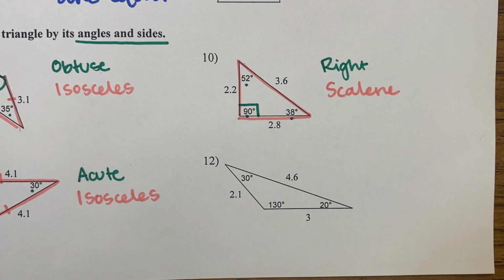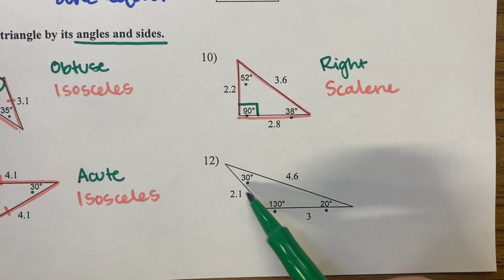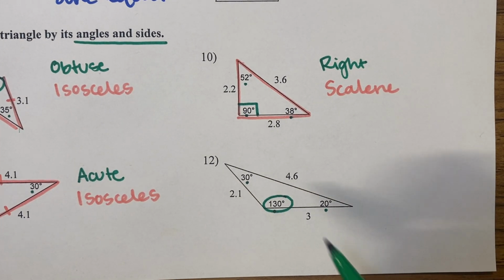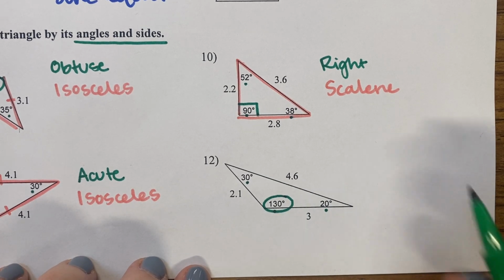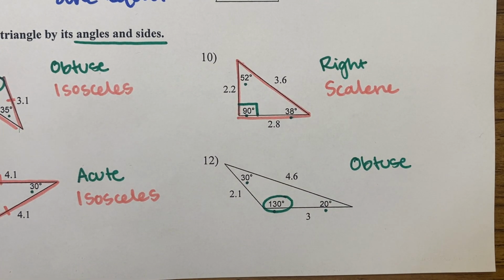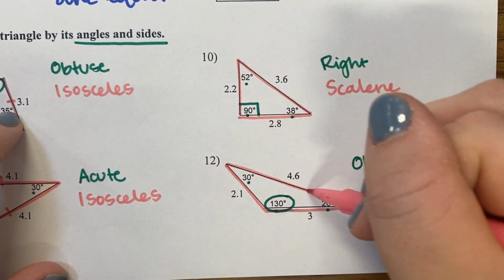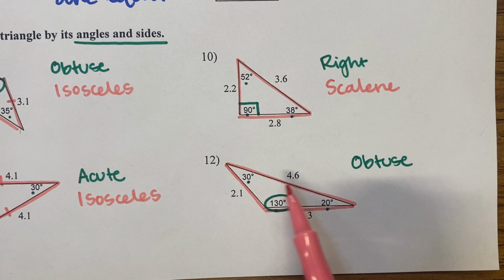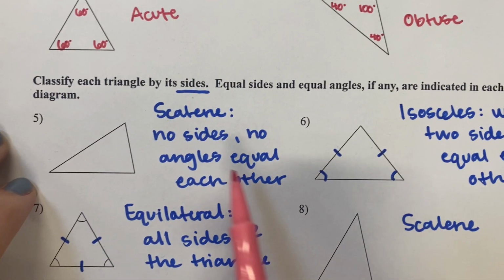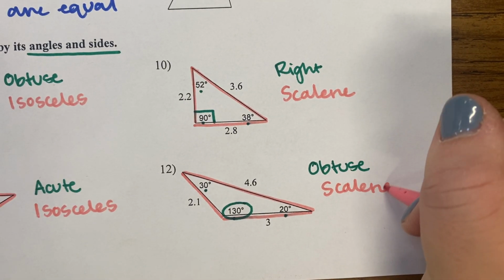And number 12. Let's look at our angles. I have 30 degrees, 130 degrees, and 20. I see no right angles, no 90 degrees, but I do see one of the angles that is larger than 90 degrees, which is 130. So whenever I see an angle that's larger than 90 degrees, I can automatically assume this guy is an obtuse triangle. Now I just look at the sides. 2.1, 3, and 4.6. Are any of those sides equal to each other, meaning they have the same measure? Nope, 2.1, 3, and 4.6 are all different measures. So the definition when they are all different would be scalene. So this guy is an obtuse scalene triangle.